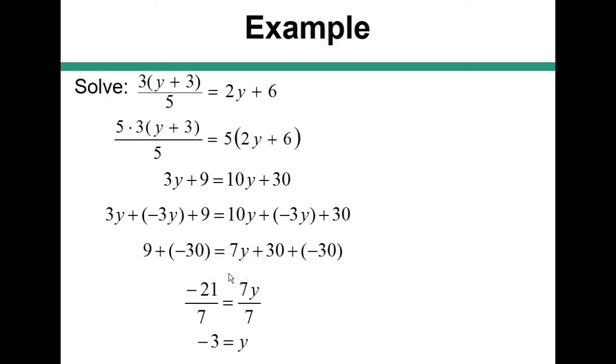Now, here we get a more sophisticated one in which there is a fraction. And so our lowest common denominator is going to be 5.